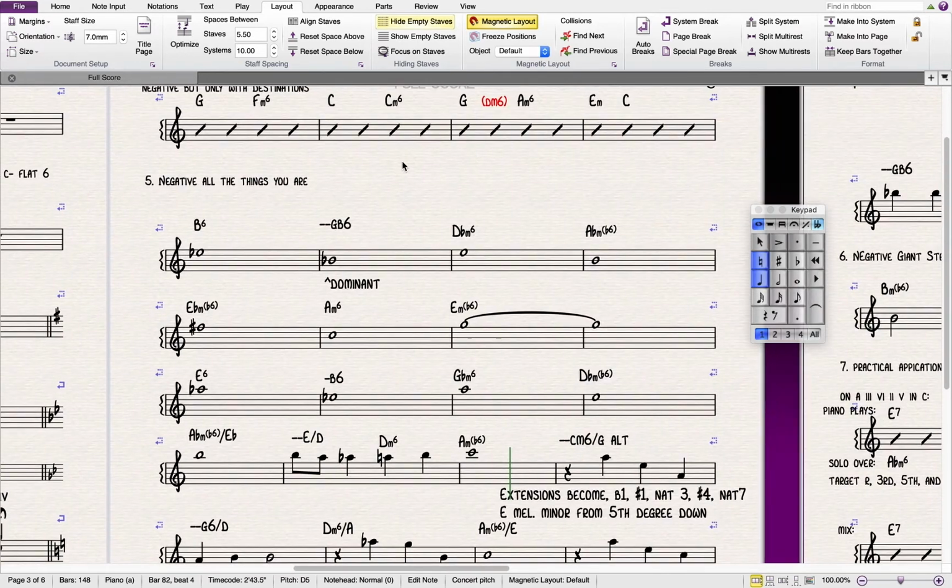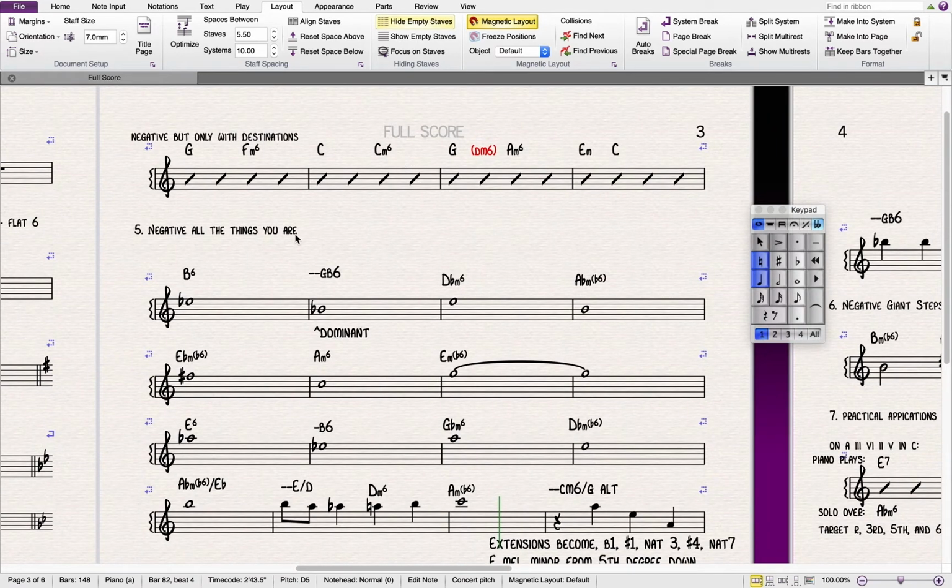Okay, so next we're going to do negative All the Things You Are. I charted it out and wrote the melody in the negative, so I'm going to play along with it just using some basic chords just to give you the idea, and then we'll talk about how it works.